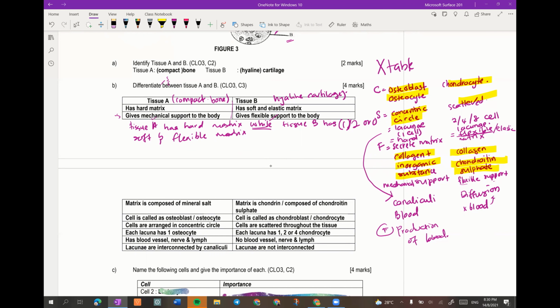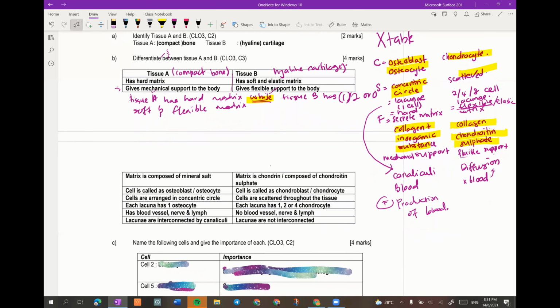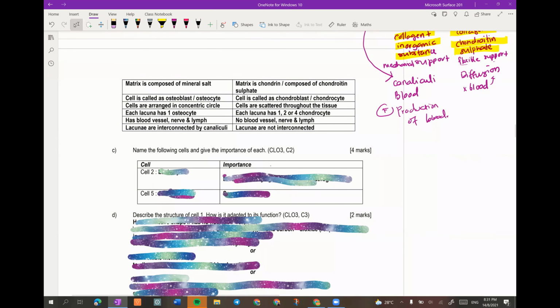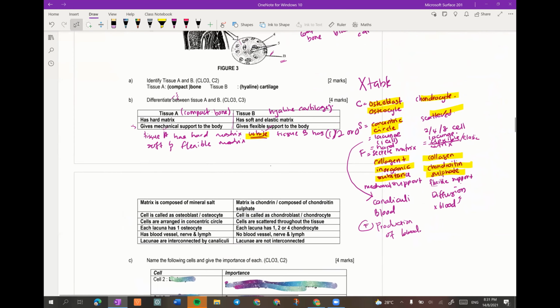So again, please do it in full sentences dan dia mesti ada perkataan macam while, whereas, macam tu. Okay, tak boleh buat dalam bentuk jadual. Okay, next name the following cell and give the importance of each. So let's check the cell. Sel 2 dengan sel 5.